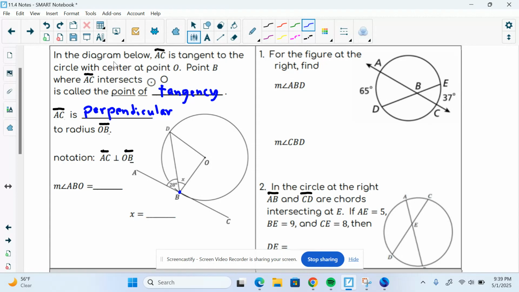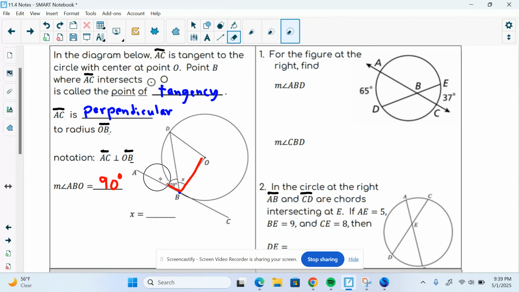And then we have, how big is angle ABO? That's what this is asking. What's the degree measure of angle ABO? Well, let's look at ABO. ABO is right here. Oh, ABO is 90 degrees. That's my right angle because AC is perpendicular to OB.